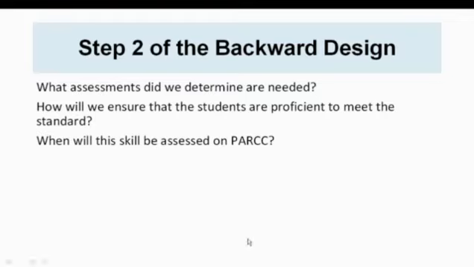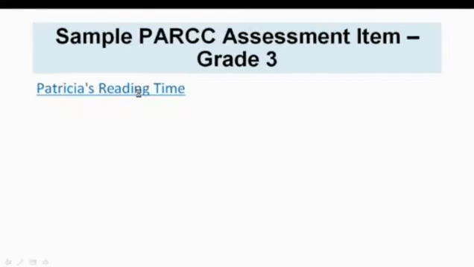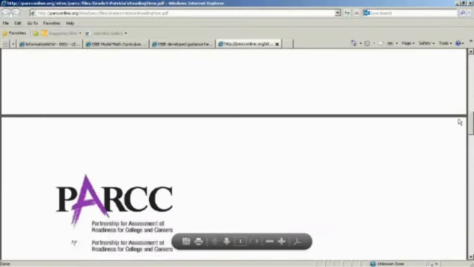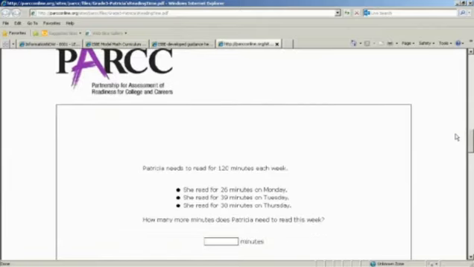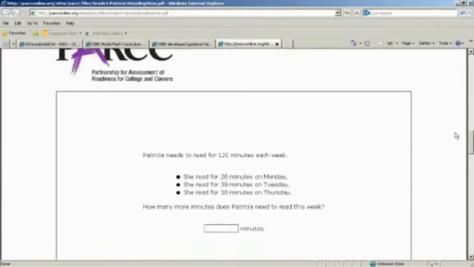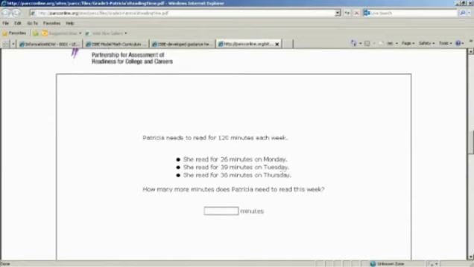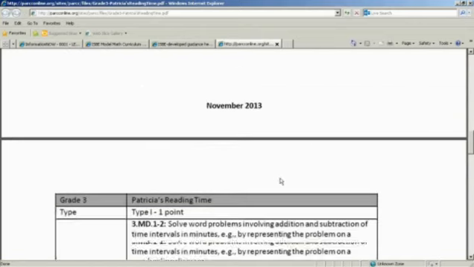Let's look at a sample PARCC item for this exact standard. It's called Patricia's Reading Time, and I like this sample because it gives us not only a look at the assessment item, but then there's kind of an analysis after that I want to share with you. So here's the problem for Patricia's reading time, and it gives her 3 intervals where she's reading on 3 different days and asks how many more she needs to read for the rest of the week. There again, it's not just a 1-step problem, but a 2-step problem. Note that this item includes an item analysis at the end. As I scroll down, you'll be able to see that.